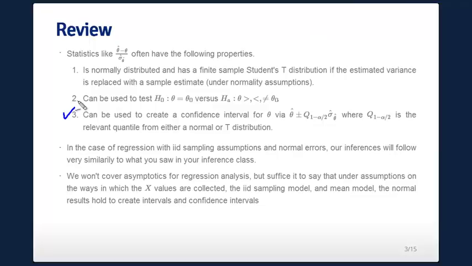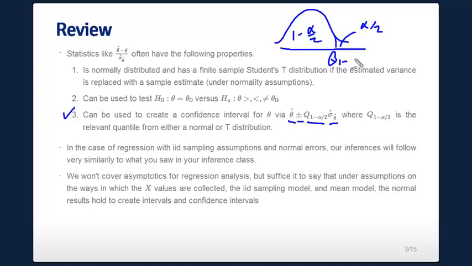And then we can also use it to create a confidence interval for theta, and our confidence intervals usually look like theta hat plus or minus an appropriate quantile times the estimated standard error, where the appropriate quantile is, you have this distribution, and we want it so that alpha over 2 is in the upper tail, so 1 minus alpha over 2 is in the lower tail. And that quantile is Q 1 minus alpha over 2, and usually this is either a t or a normal distribution.